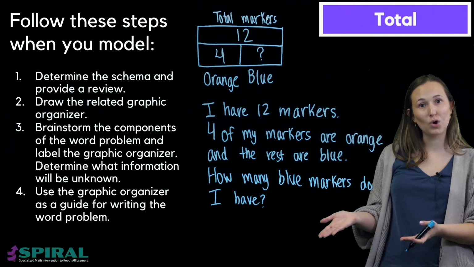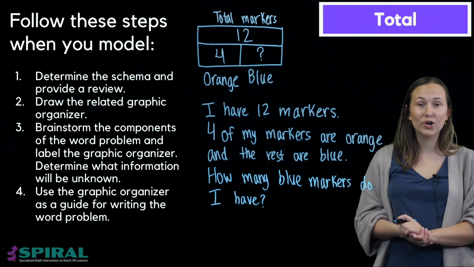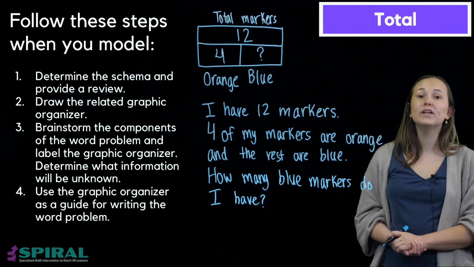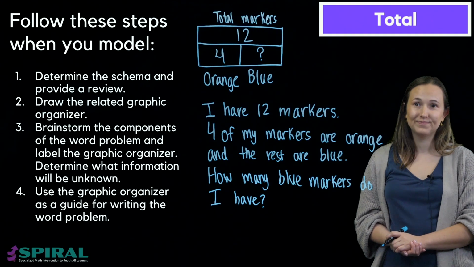So my completed word problem says I have 12 markers, 4 of my markers are orange, and the rest are blue. How many blue markers do I have?